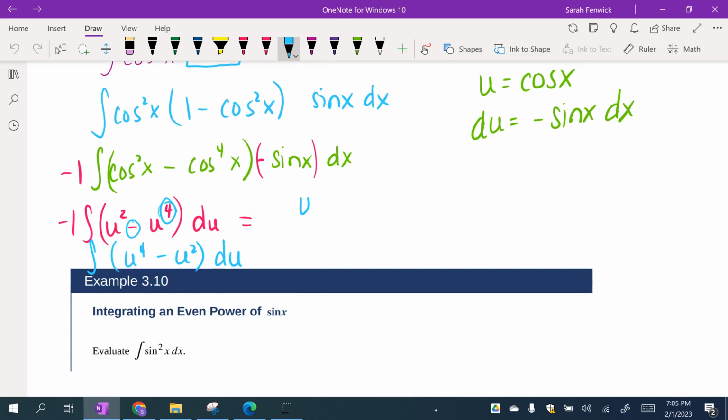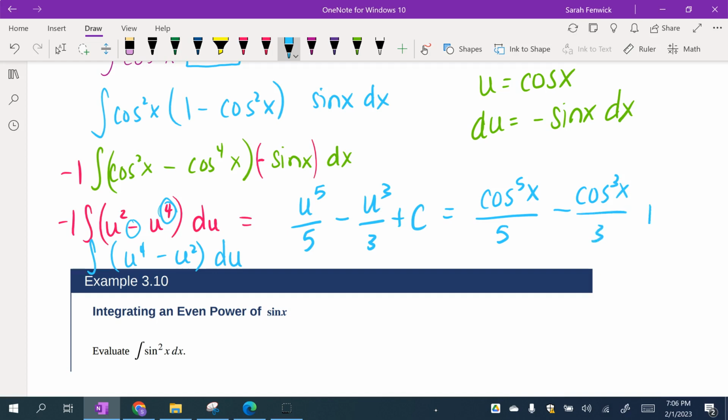U to the fifth over 5 minus u to the third over 3 plus c. Put your cosine back in. Cosine to the fifth x over 5, or 1/5 cosine to the fifth x, minus cosine to the third x over 3 plus c. Do not forget the plus c.